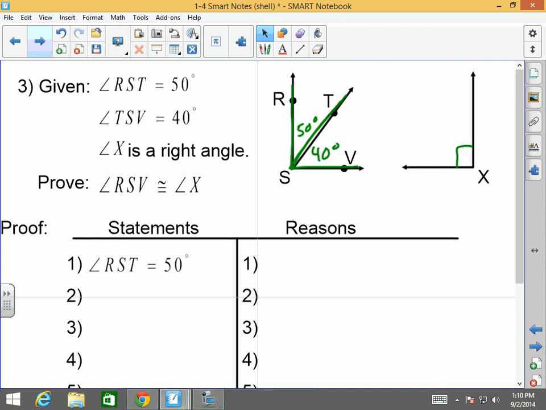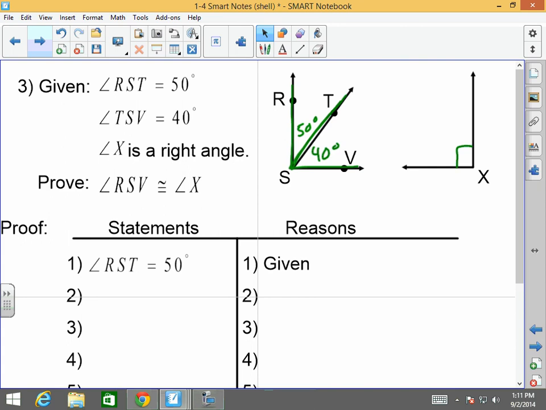Yeah. Very good. Angle RST equals 50 degrees. The measure of angle RST is 50 degrees. Why? Awesome. What else, brother? Can I really go anywhere with that? Can that give me more information? He jumped a big step. He said angle RST is 50 degrees, and then he wanted to say next, the sum of RST and TSV is 90. You haven't even defined what TSV is yet, brother.